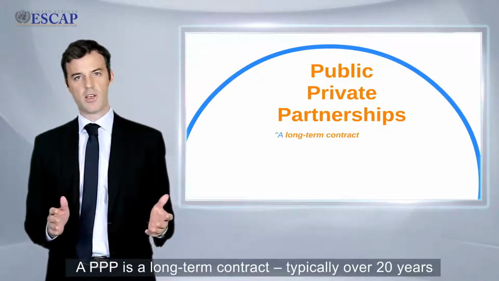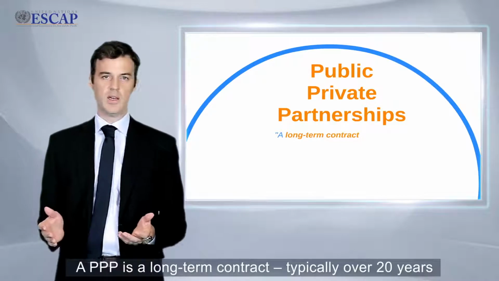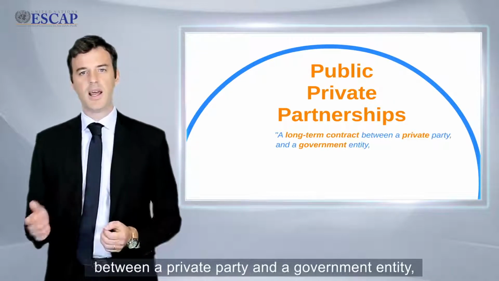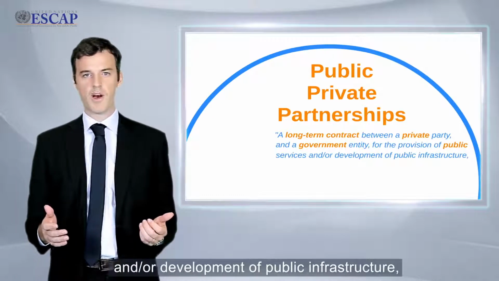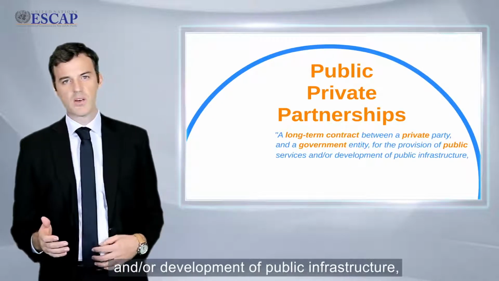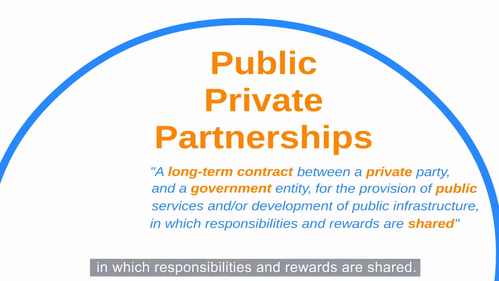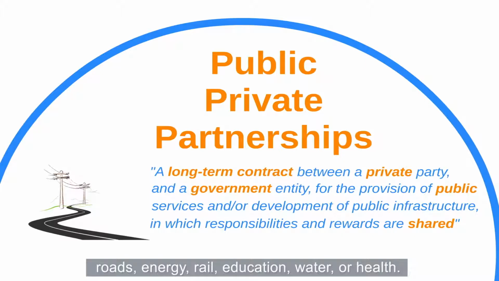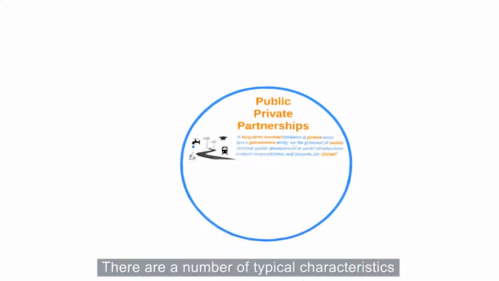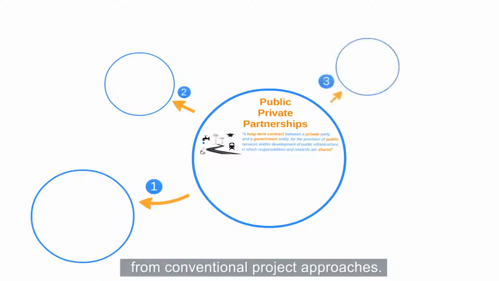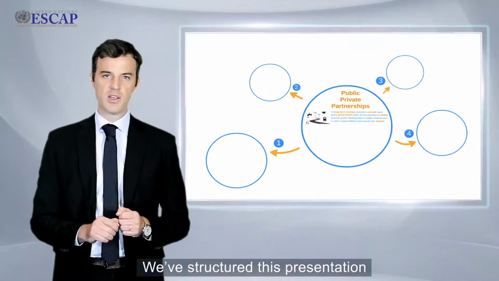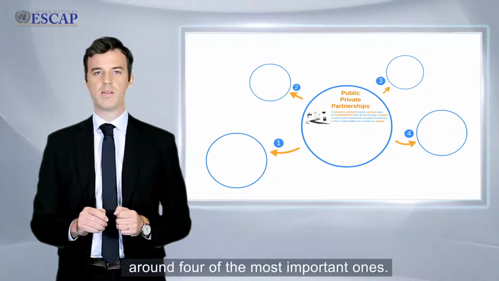A PPP is a long-term contract, typically over 20 years, between a private party and a government entity for the provision of public services and/or development of public infrastructure, in which responsibilities and rewards are shared. PPPs can be in a wide range of sectors, such as roads, energy, rail, education, water, or health. There are a number of typical characteristics that differentiate PPPs from conventional project approaches. We have structured this presentation around 4 of the most important ones.